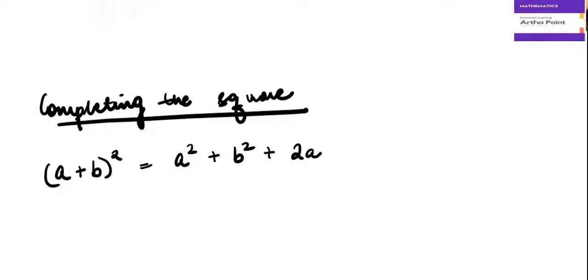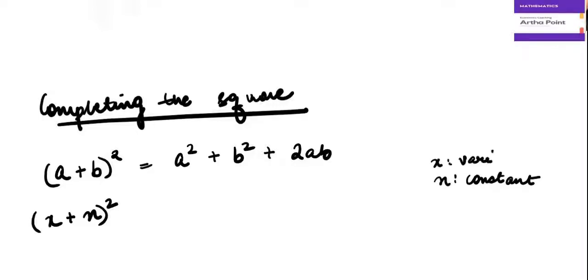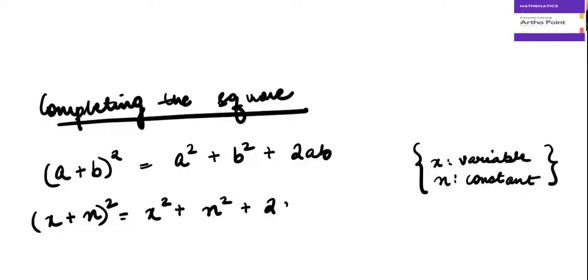What is the completing the square method? For example, if I want to find out what (a plus b) whole square is, this is a square plus b square plus 2ab. On very similar grounds, if I ask you what is (x plus n) whole square, where n is a constant, it can be any constant, and x is a variable. You will say it is x square plus n square plus 2xn.